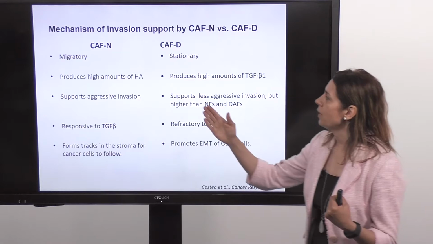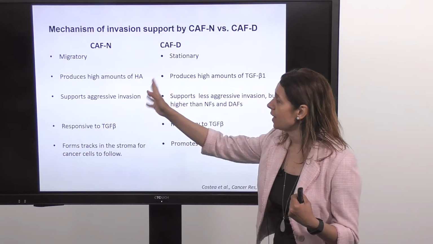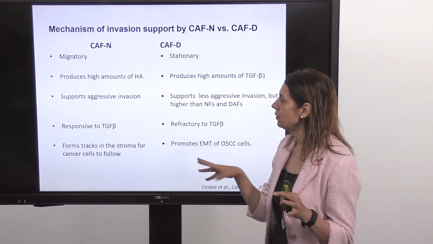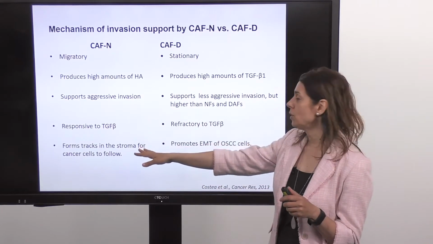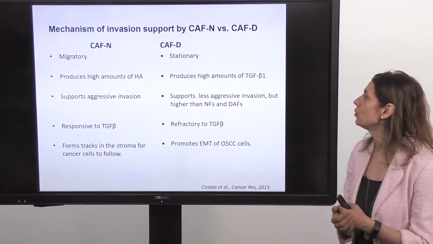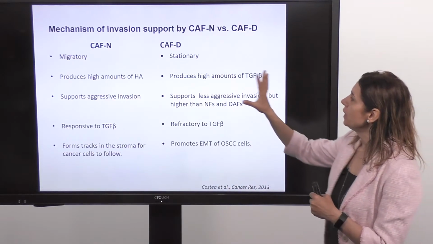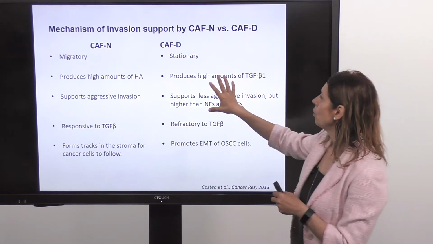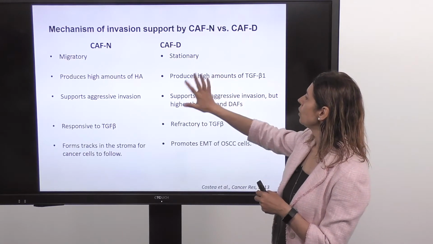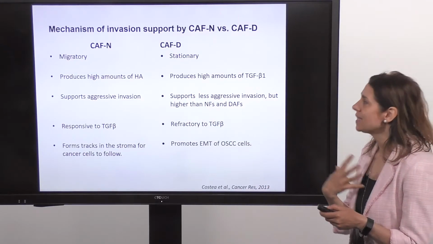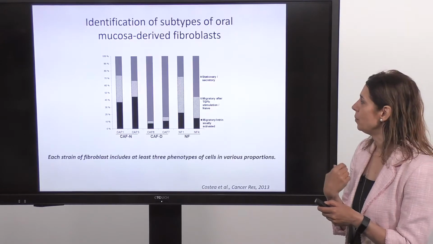We call them CAFN, which are more migratory. They synthesize high amounts of hyaluronic acid. They support aggressive invasion. And they're quite responsive to TGF-beta and most likely form tracks in the stroma for cancer cells to follow. However, there seems to be another population that has a different mechanism of supporting invasion of oral squamous cell carcinoma cells, which are more stationary, but they synthesize TGF-beta, but themselves they are refractory to TGF-beta.